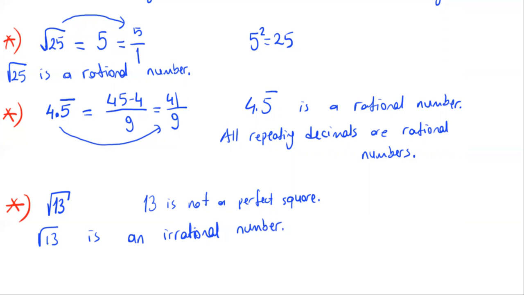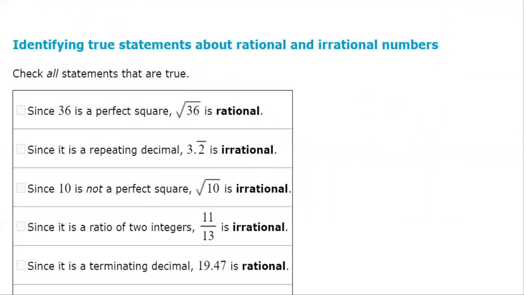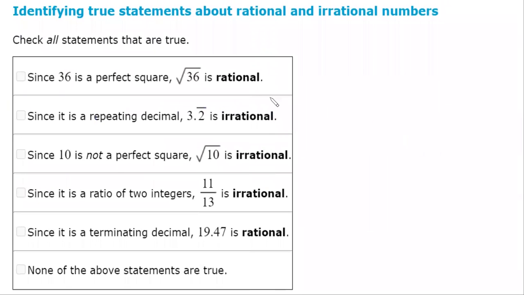All right, so let's do some examples. Okay, so we're going to check all the statements that are true. So here it says square root of 36 is rational since 36 is a perfect square. Yes, that is correct. We can write square root of 36 as 6 because 6 squared is 36. And I can write 6 as 6 over 1. So that means square root of 36 can be written as a fraction. That means square root of 36 is a rational number.